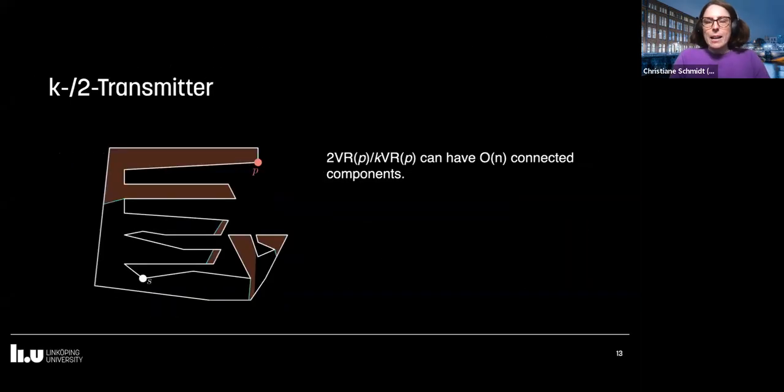What differs are properties. If we have a visibility polygon by the traditional definition of visibility, then the visibility polygon is connected. However, if we have a 2-visibility region, then that can have order n connected components. Here we have a simple polygon, and if we look at this brown point P, then we have, in this case, 5 connected components of the 2-visibility region. So now it's split.